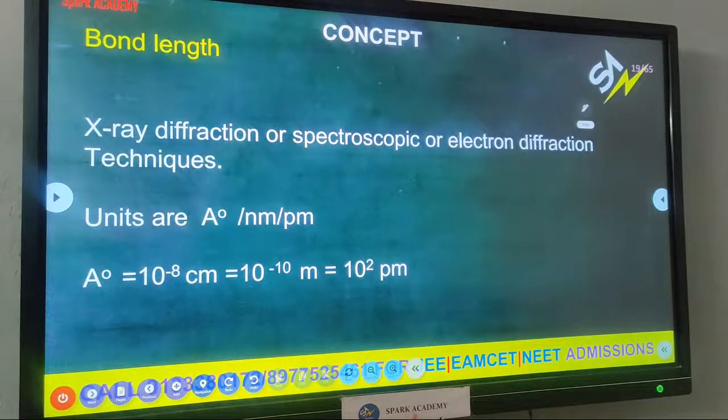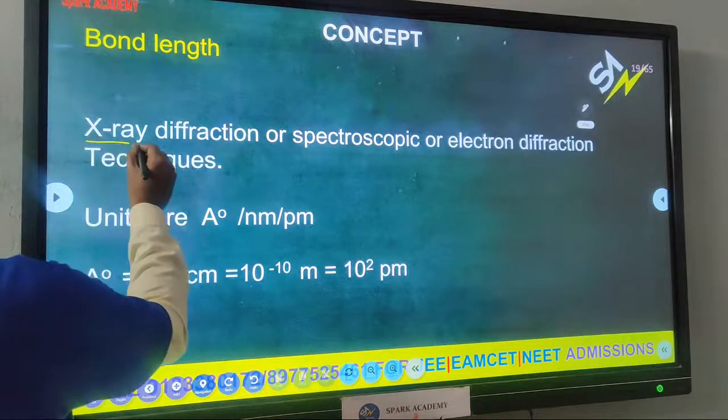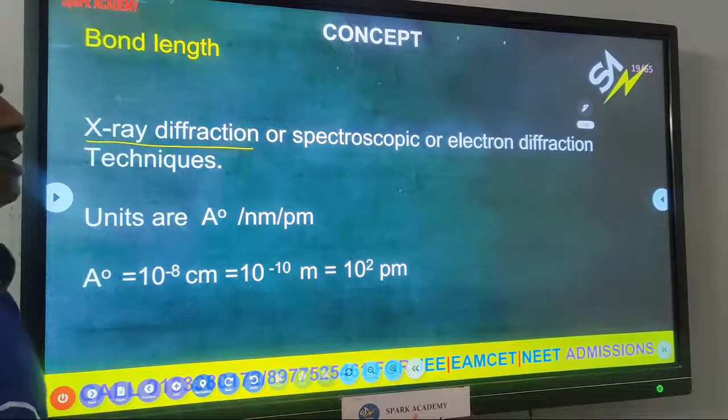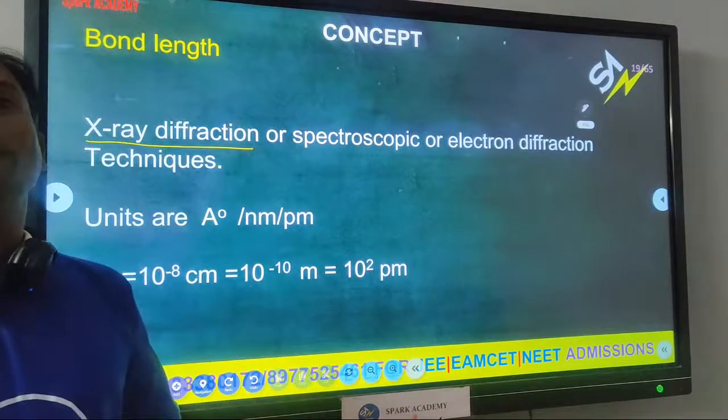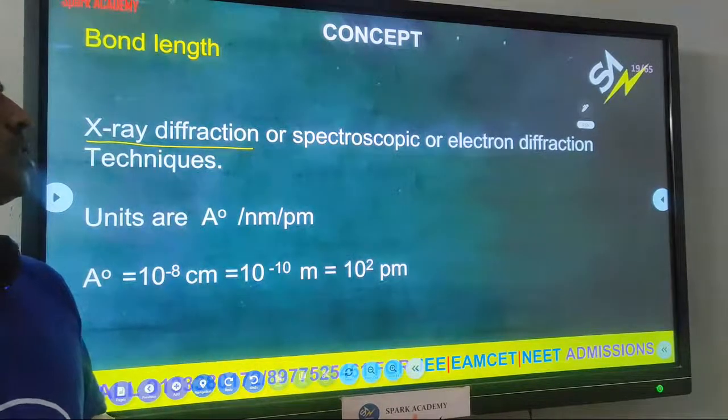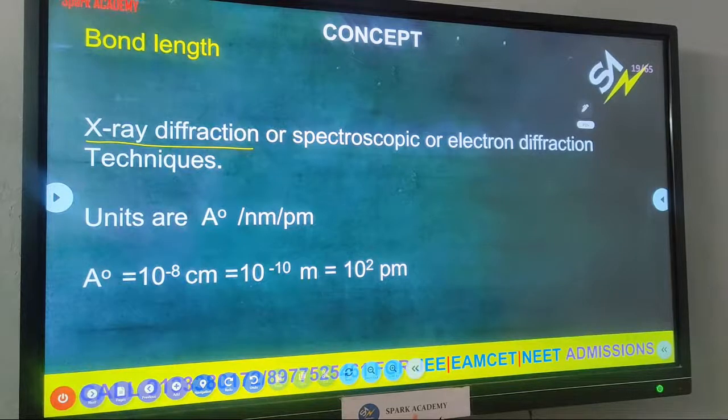How can we measure the bond length? Bond length we can measure by X-ray diffraction, spectroscopic methods, or electron diffraction techniques. These techniques are useful to measure the bond length. Actually, bond length compared with an atom is very small. Atoms are the smallest particles of matter, so what about the bond length? It is not easy to measure, so we have to use sophisticated devices like spectroscopy, electron diffraction, and X-ray diffraction methods.